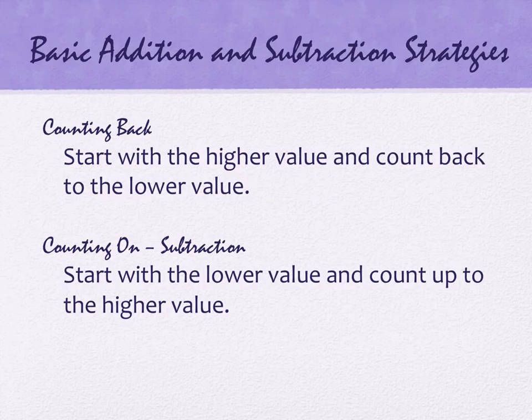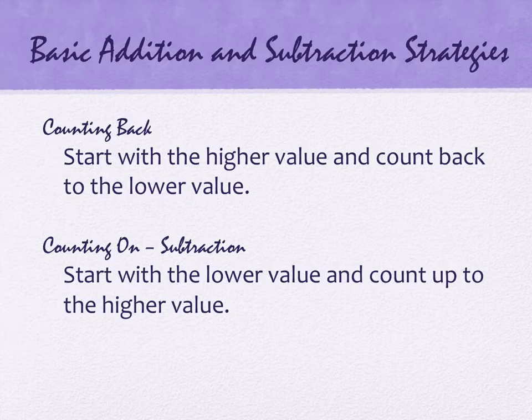A couple more. Counting backwards. So this is like subtraction, right? So if you were subtracting, you would start with the higher value and then count back to the lower one. So if you did something like 10 minus 5, you do 10 and then you count backwards. It's like counting on. 10, 9, 8, 7, 6, 5. So we count 5 backwards. That's the counting back strategy.